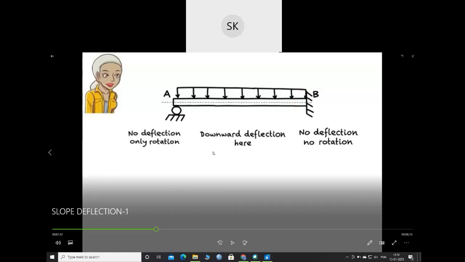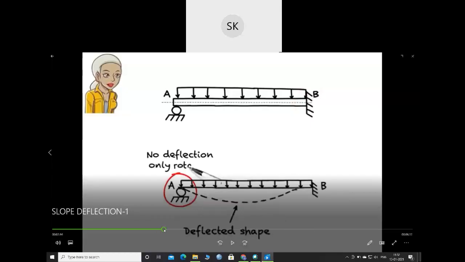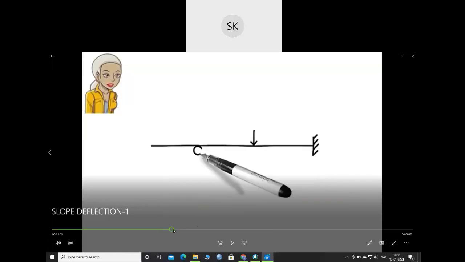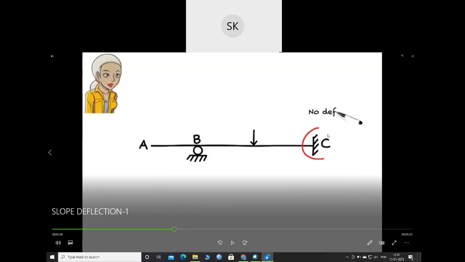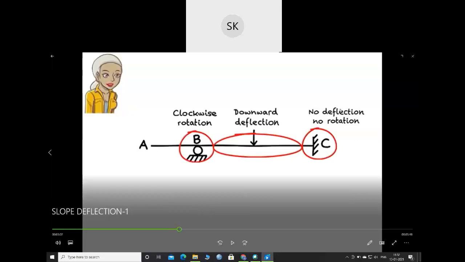The magnitude of the equivalent concentrated load equals the area of the rectangle. The rectangle has a base of 10 and a height of 2, so its area is 10 times 2, or 20. Note that the unit of this force is kilonewton. The equivalent concentrated load is placed at the center of the rectangle, which is 5 meters away from the left end of the beam. As I mentioned before, at this support there will be no deflection and no rotation.